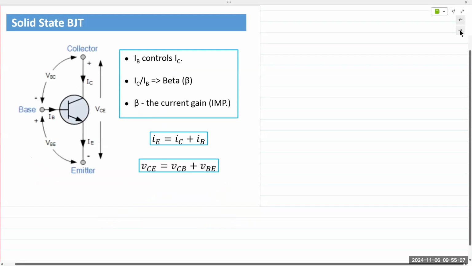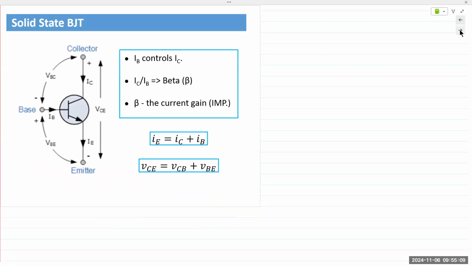Okay, so we have current flow from the collector to the emitter. The emitter is the one that emits the electrons. Current flows in the opposite direction, so current flowing from collector to emitter. Similar to the FETs, we have current flow between 2 terminals, and then a third terminal is controlling the flow of that current. So in this case, the third terminal is the base IB. Hence, IB controls IC.